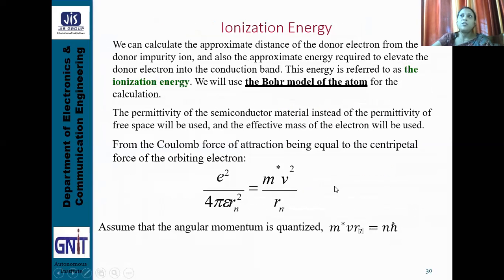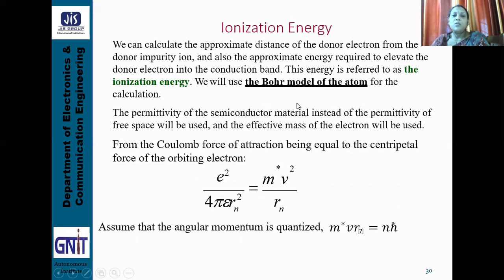Next is ionization energy. What is ionization energy? We can calculate the approximate distance of the donor electron from the donor impurity ion, and also the approximate energy required to elevate the donor electron into the conduction band. This energy is referred to as the ionization energy. That means the energy required to elevate the donor electron into the conduction band.